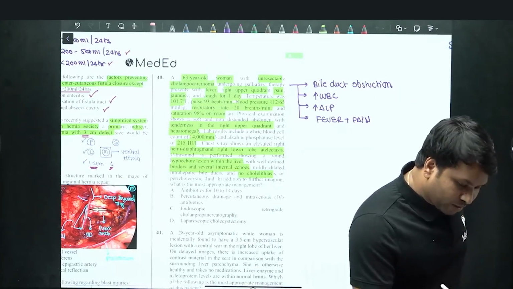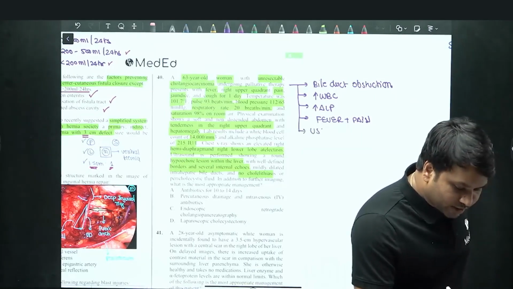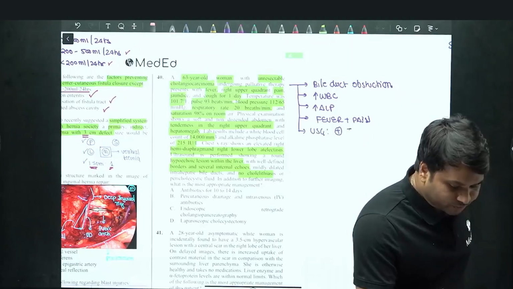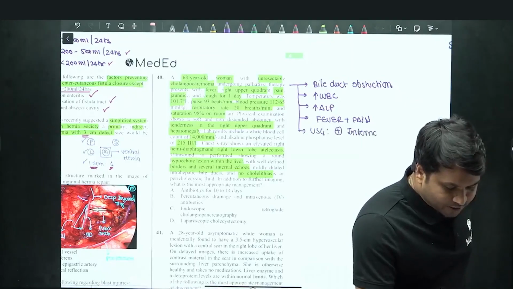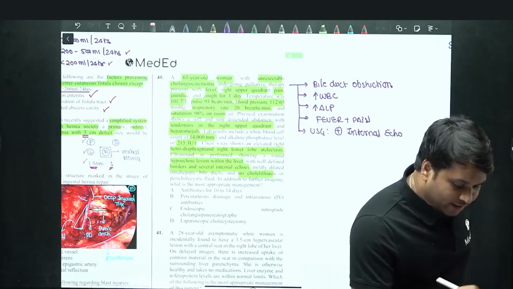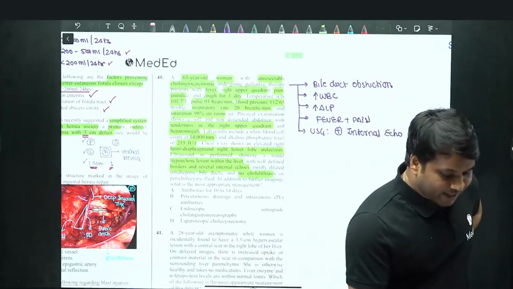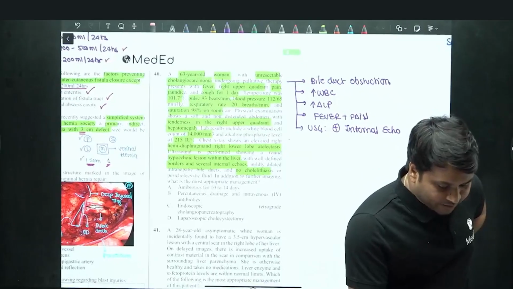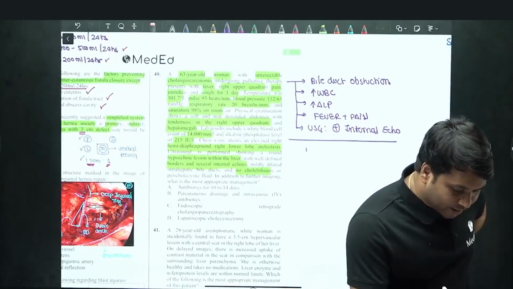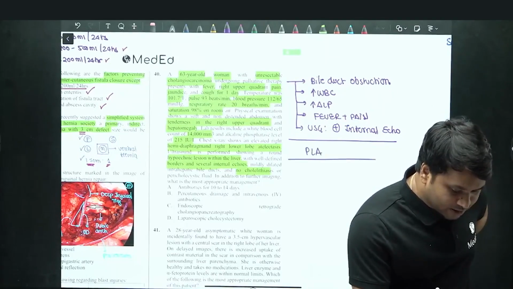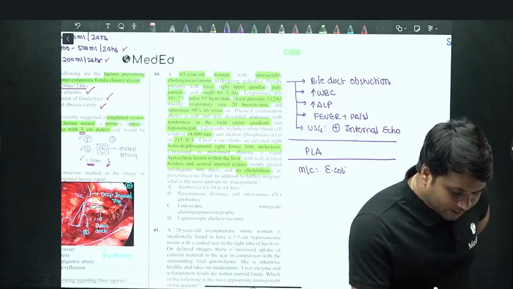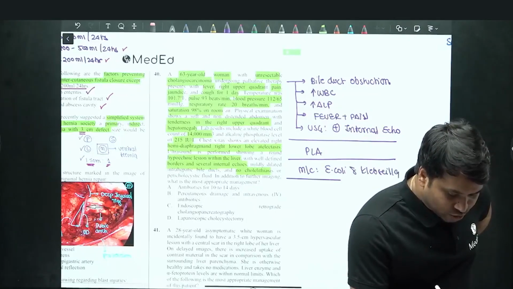More importantly, on ultrasound, there is presence of internal echo. Presence of internal echo indicates that it is an infective etiology. So, what is your diagnosis? Elevated ALP with liver infection is only possible in pyogenic liver abscess. Remember, the most common organisms are going to be E. coli and Klebsiella.